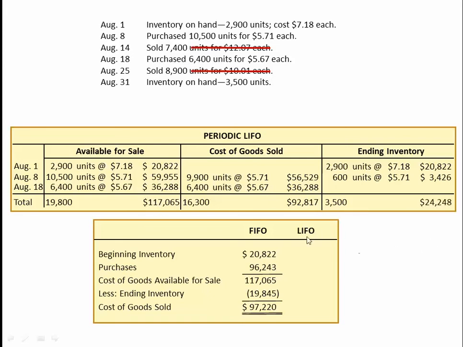So next, LIFO. This is a good representation of side by side. The beginning inventory and the purchases and the cost of goods available for sale will be the same always, regardless. The only difference is how we value ending inventory and cost of goods sold. So our cost of goods sold, our ending inventory, we know here. And we actually have the cost of goods sold here. This is more of a checkpoint. So basically the 117 minus the 24,248, the same thing as 117 minus that. So this should be 92,817.